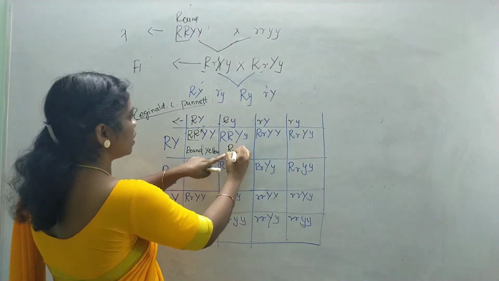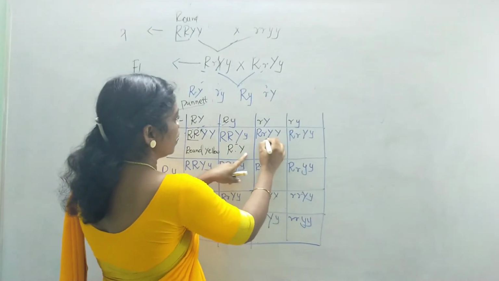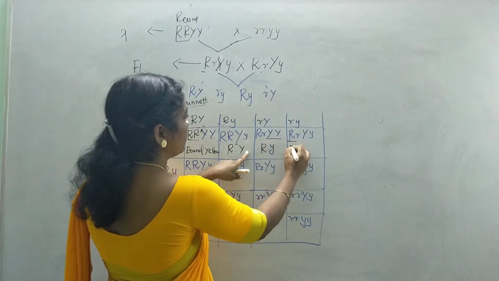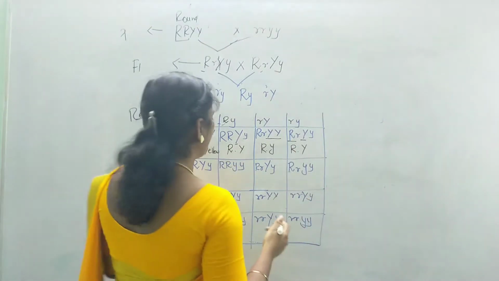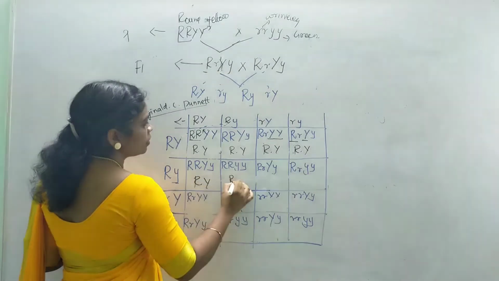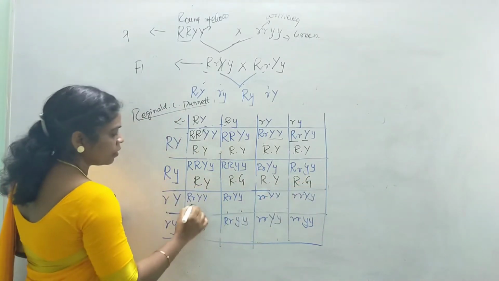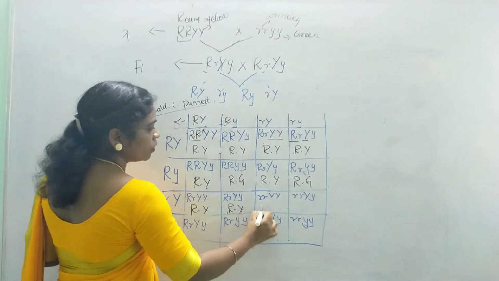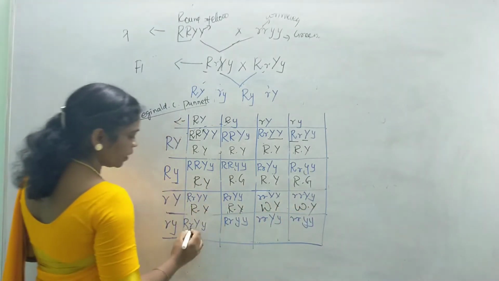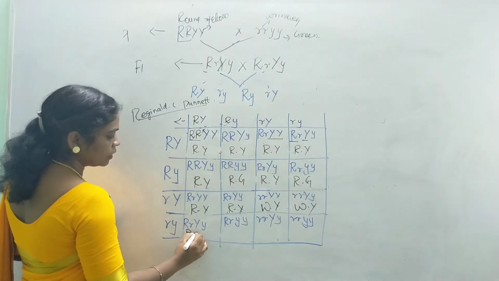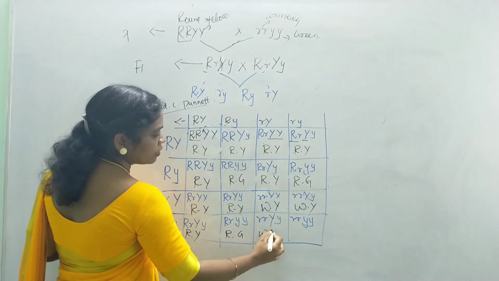Again capital R comes, so it is round. One capital Y is there, so it is yellow. Again capital R is there, so round. Capital Y is there, so it is yellow. Capital R, round, capital Y, yellow. Even if only one is there, they'll express the dominant character. Here, again round yellow, round green, round yellow, round green, round yellow, again wrinkled yellow. Here you can find round yellow, round green, wrinkled yellow, wrinkled green.